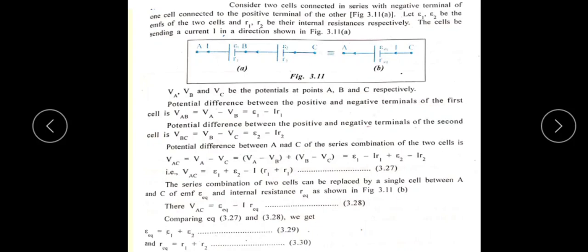On comparing equation number 3.27 and 3.28, we get, see here both equations, this and this are similar. Here E equivalent is equal to E1 plus E2. This is equation 3.29. Then I and I are the same as it is. Then R equivalent value is equal to R1 plus R2, that is equation number 3.30.